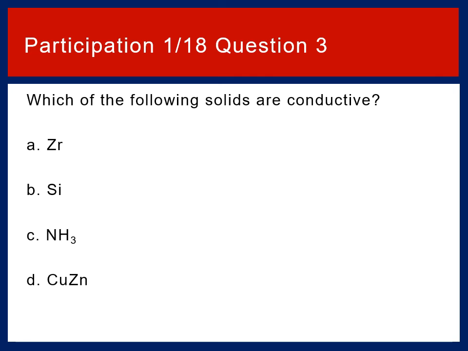Participation 118, question 3. Which of the following solids are conductive? A, Zr, is zirconium. B, Si, silicon. C, NH3, is ammonia. And D, CuZn, that's copper and zinc. This is the 3rd question on participation 118, due Tuesday, January 18th at 11:55 p.m. over on Blackboard. The link to the assignment is right below the links to these videos. Again, which of the following solids are conductive? I have Zr, Si, NH3, and CuZn. So for each of those 4, I want to know whether or not the solid is conductive.